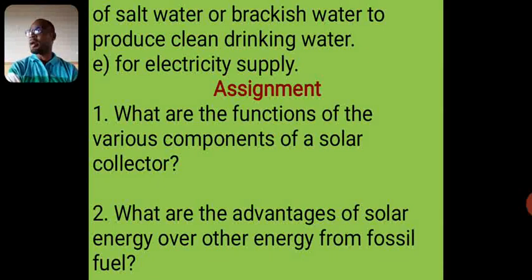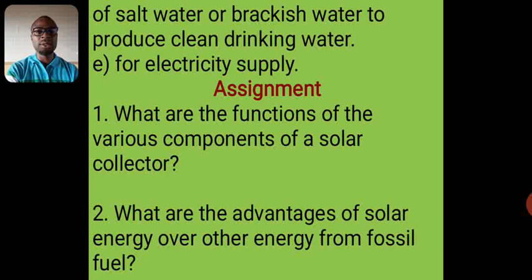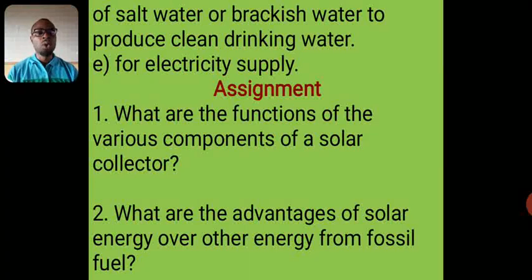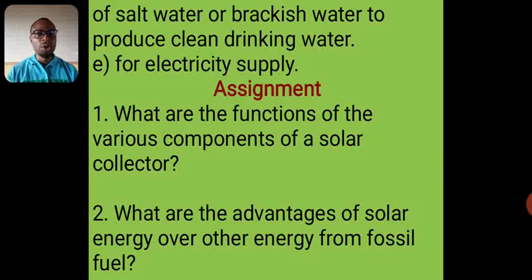And that is where we are going to stop for today till we meet in our next class. And I'm going to be leaving us with this little assignment. Number one, what are the functions of the various components of a solar collector? You will see this in your textbook. Just look at the components there. And finally, number two, what are the advantages of solar energy over other energy from fossil fuel?